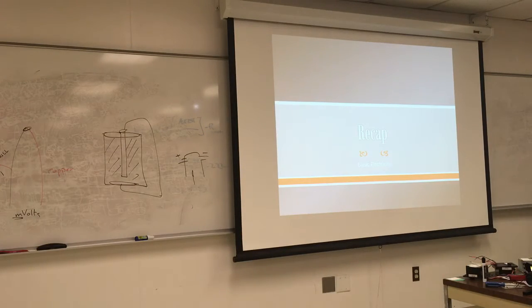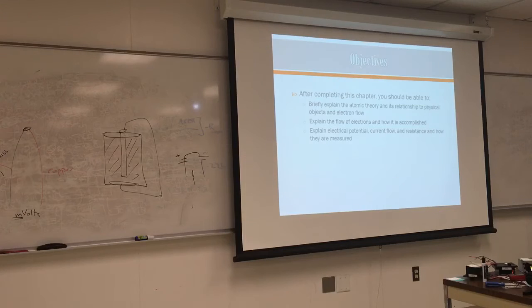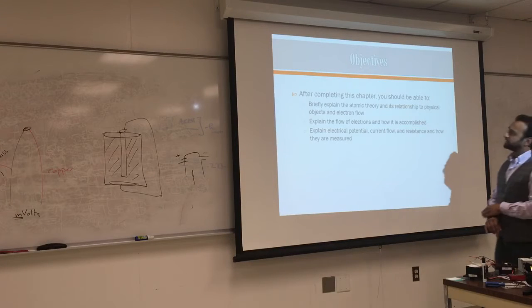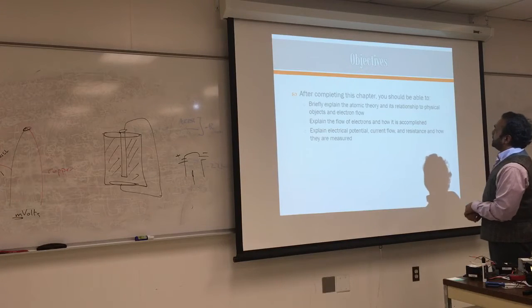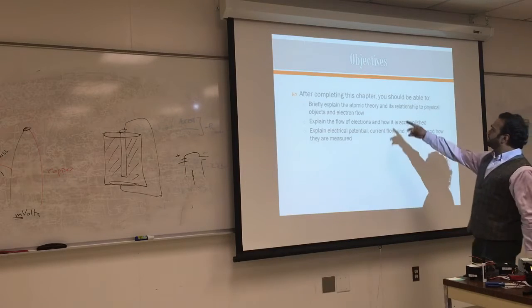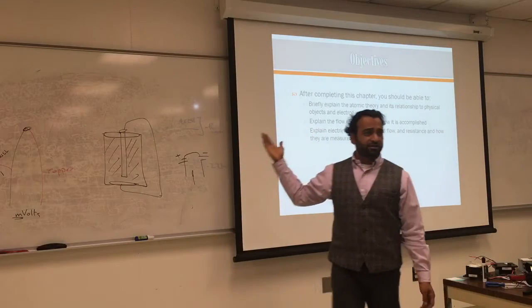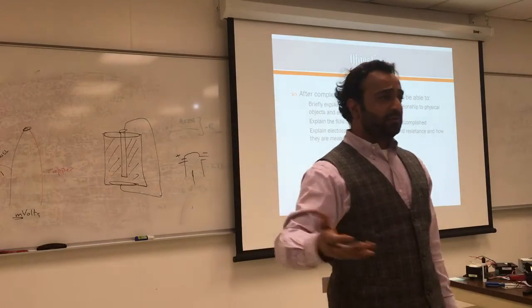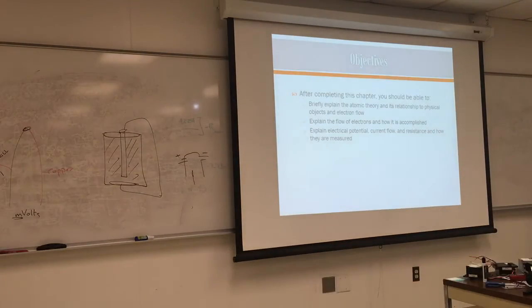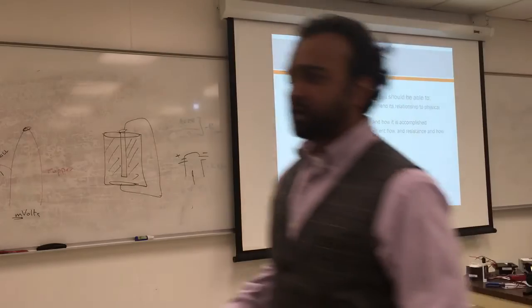Okay, so recap, this is from the last portion of the class. We will talk about what the atomic theory is and what the relationship is between physical electrons and electricity. So what's happening? Wire, cables. A cable has conductive material in it. What is my big cable?